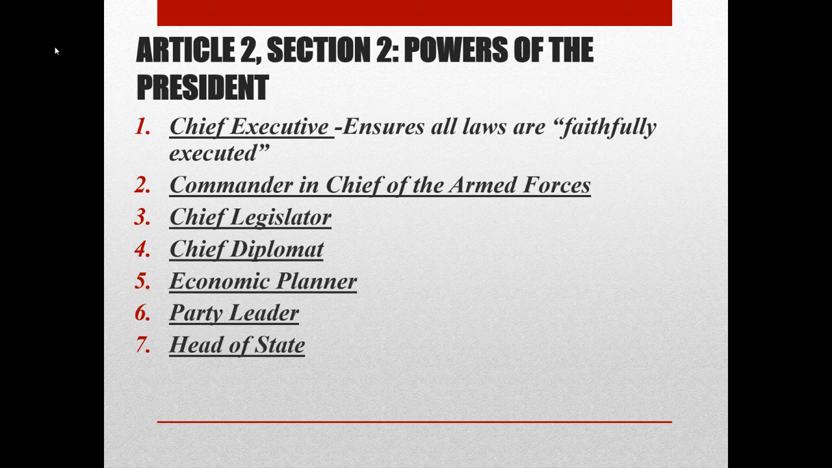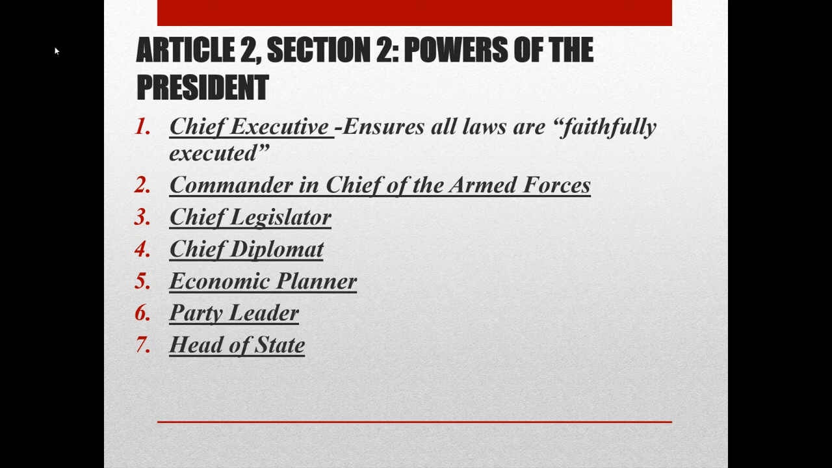There's really seven main roles the president has, and we're going to be breaking these down with a project coming up in just a few days. So the president is the chief executive. They're the one that carries out the laws. Congress makes the laws. The courts clarify or interpret the laws, but the president's job is to make sure that laws are faithfully executed. And that's probably their most important job.